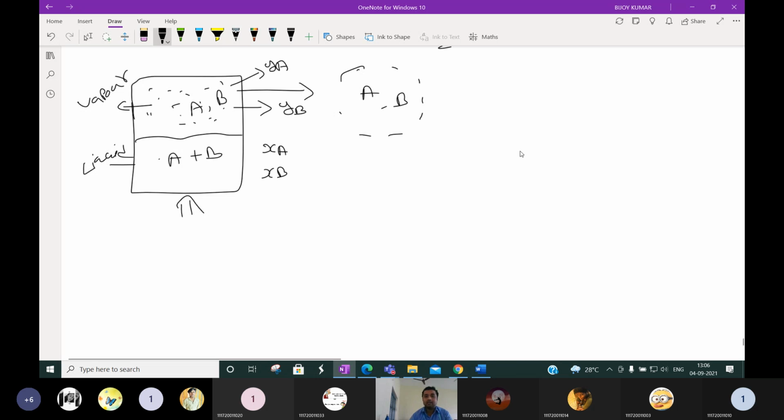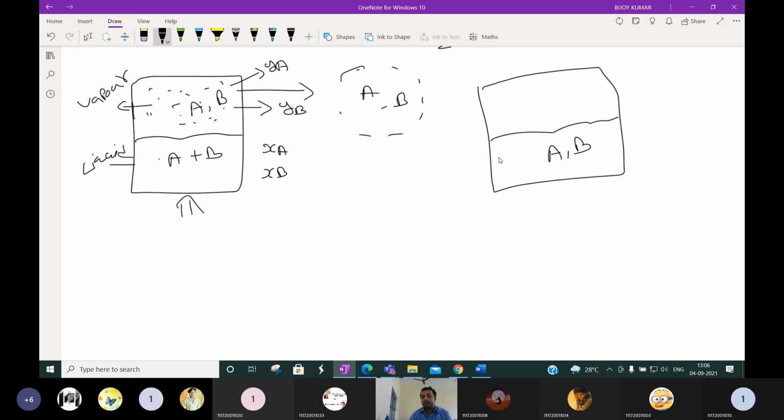Okay, let me once again repeat myself. Suppose two liquids, A and B, are mixed. Then the fraction of each liquid is generally represented by XA and XB, where XA is nothing but Na by Na plus Nb, and XB is nothing but Nb by Na plus Nb. Suppose now we heat it, then what will happen? The vapors will generate.